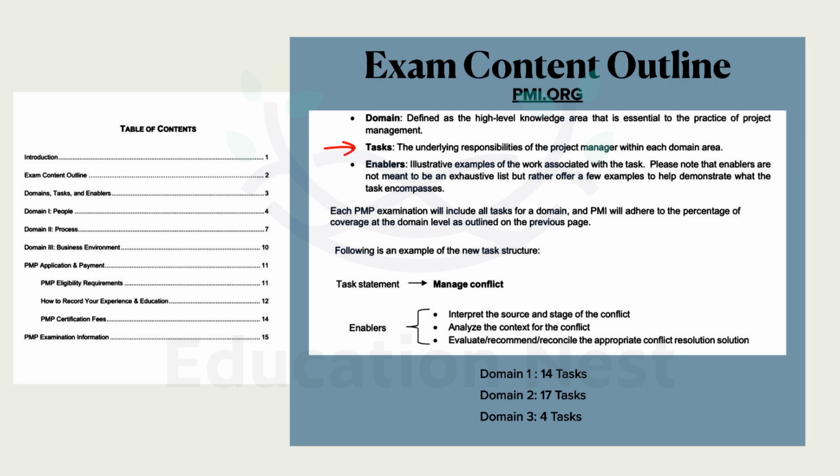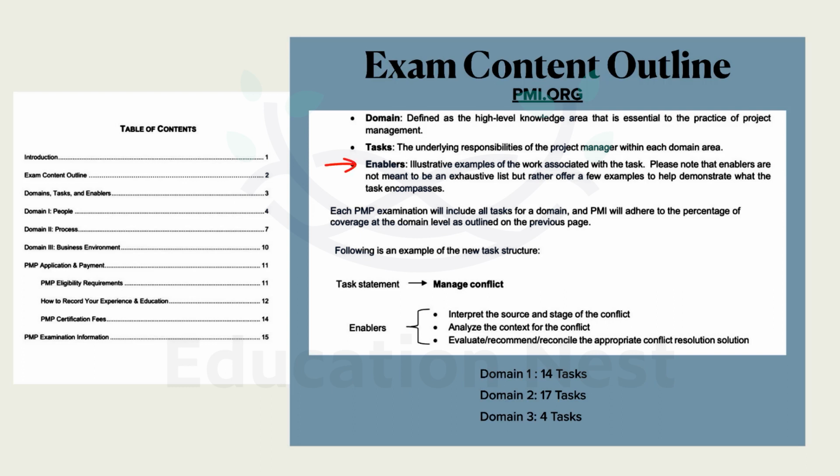The tasks are defined as the responsibilities within each domain. So domain 1 has 14 tasks, domain 2 will have 17 tasks, and domain 3 will have 4 tasks. So 35 tasks in total.